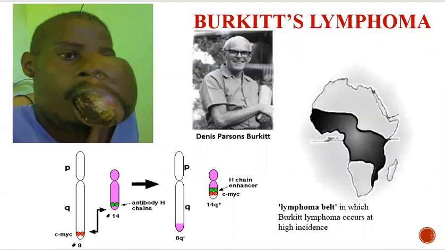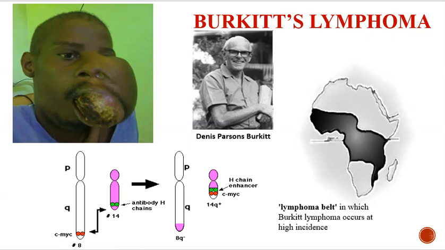Burkitt lymphoma, named after Denis Parsons Burkitt, a surgeon who first described the disease in 1958 while working in Equatorial Africa, is a solid, highly aggressive B-cell tumor. The immune system uses lymphocytes to make antibodies. The genes for making antibodies are located on chromosomes 14, 2, and 22. These genes are expressed only in B lymphocytes because only they have the necessary transcription factors for the promoters and enhancers needed to turn these antibody genes on.